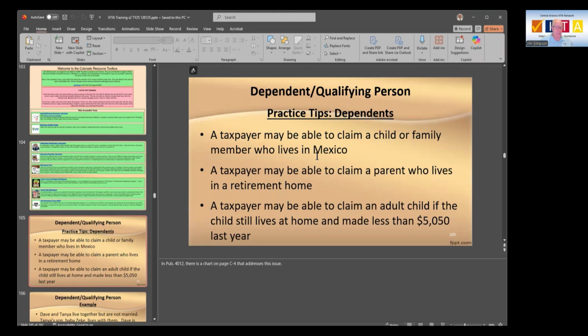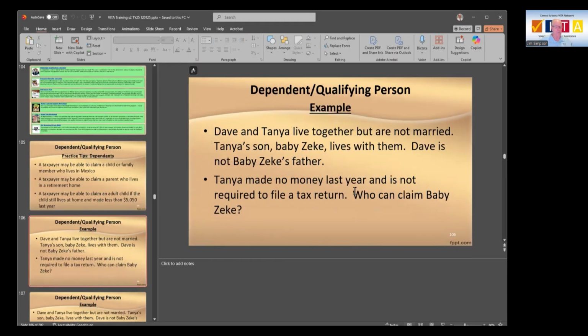Here's a few practice tips. I kind of said, taxpayer may be able to claim a child or family member who lives in Mexico. Okay. Taxpayer may be able to claim a parent who lives in a retirement home. Okay. Taxpayer may be able to claim an adult child if the child still lives at home. And here's a typo. It increased to 5,200 this year. Thought I fixed all those, but.